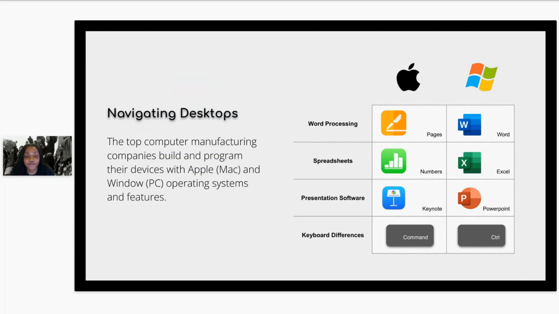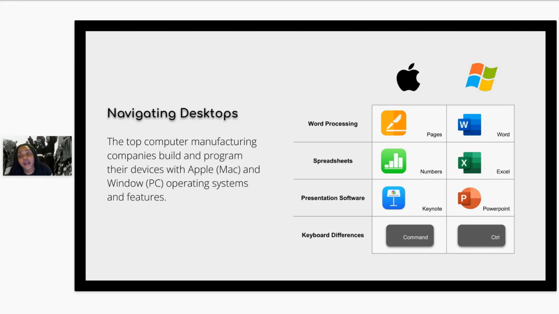I think a lot of us are familiar with Microsoft Word and Excel and PowerPoint. But when you have an Apple computer and you're using the Mac operating system, by default, Pages is downloaded for word processing. For spreadsheets, Mac uses Numbers, whereas Microsoft uses Excel. For presentation software, Apple uses Keynote, whereas Microsoft uses PowerPoint.